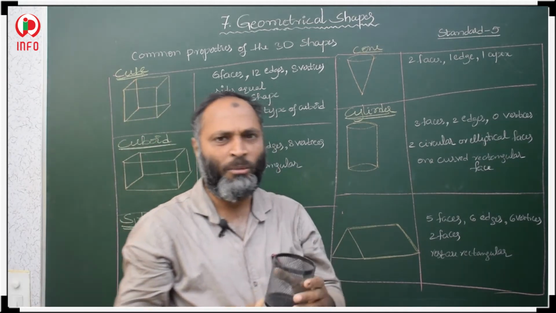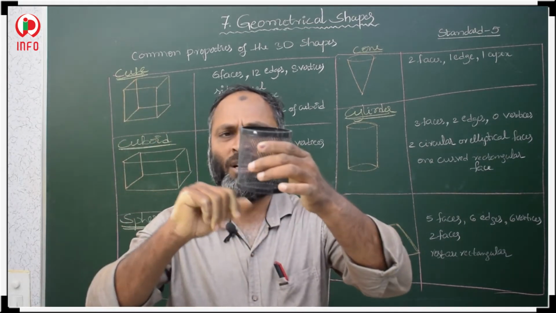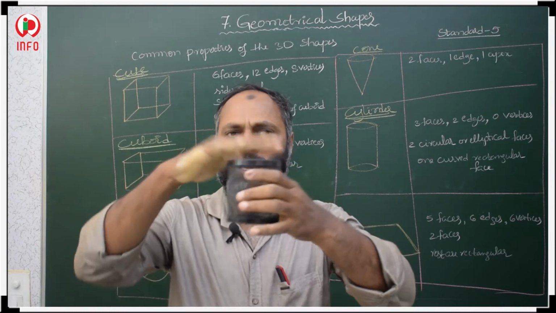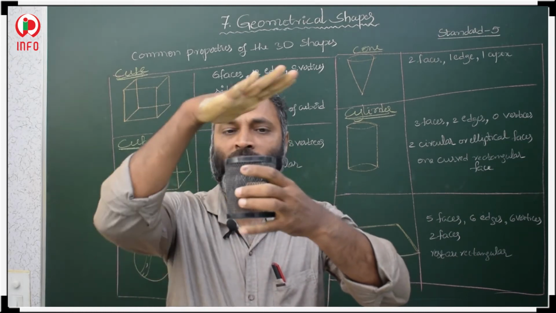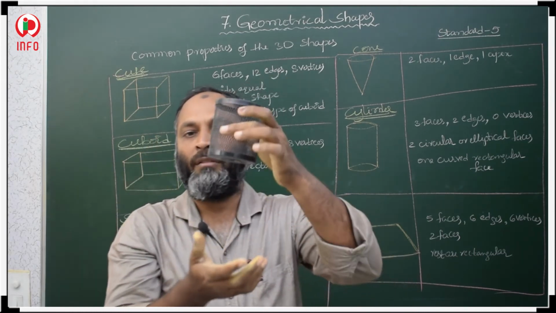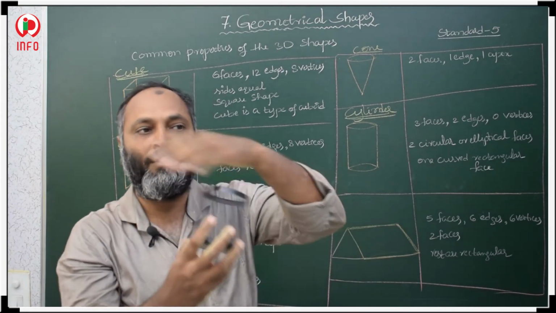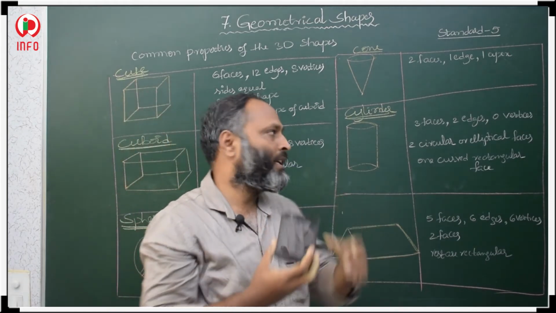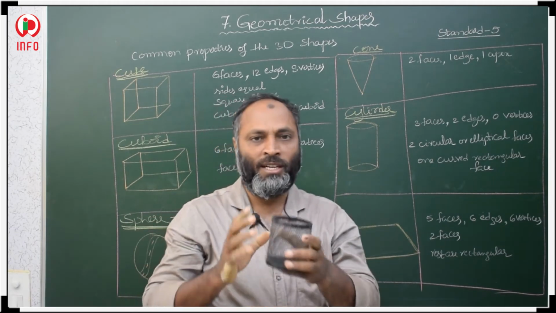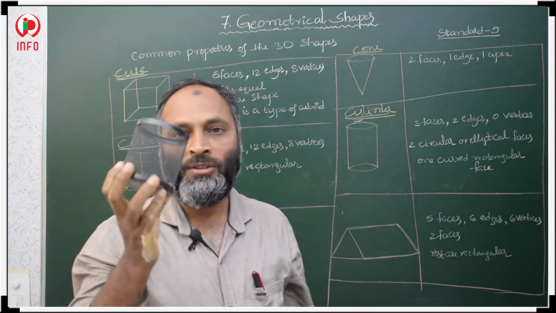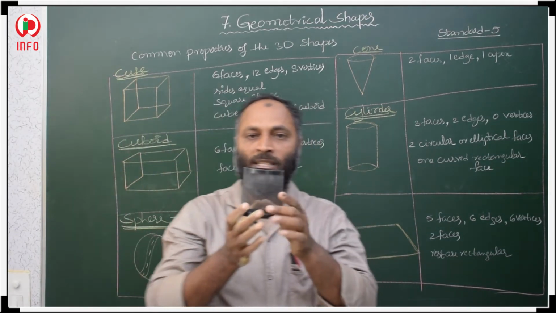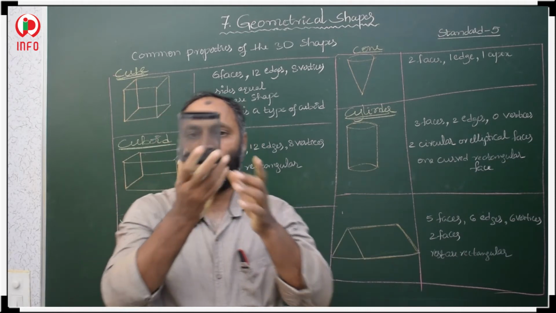How many edges? So one is bottom, other one is top. Two edges we have. One is top, other one is bottom. We have two edges, three faces, and 0 vertices. So there is no vertex in the cylinder.